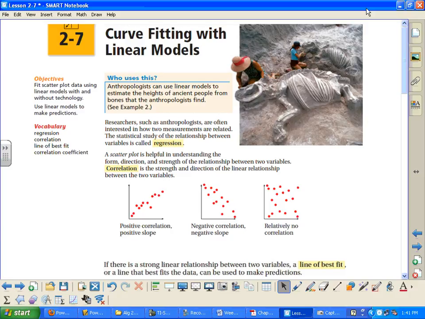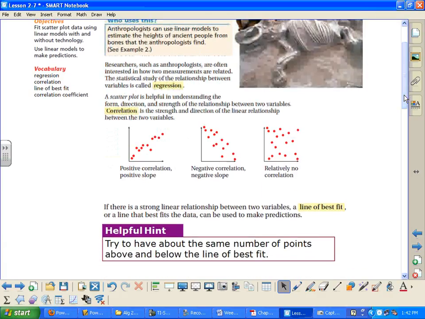So curve fitting with linear models means we're going to take a set of data and fit that set of data with a line, a line that we would call the best fit line. Researchers lots of times use statistics to find what we call regression lines, which are basically lines that fit the data the best.